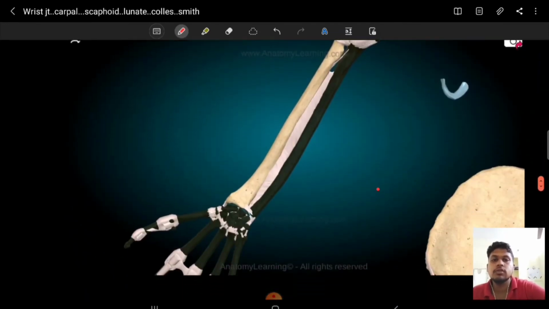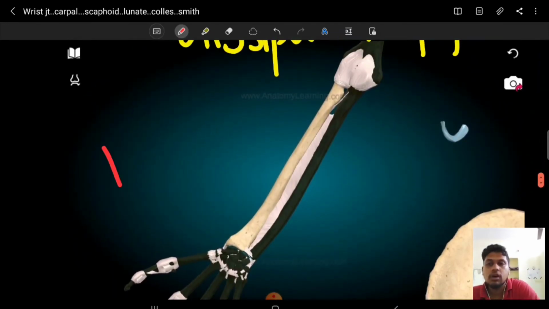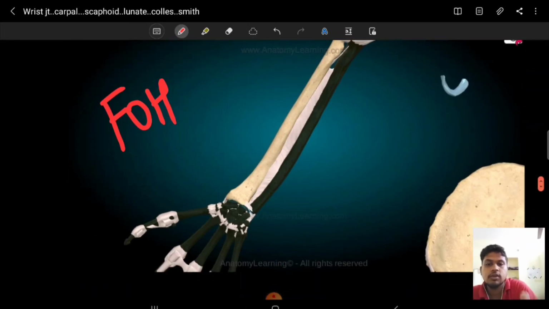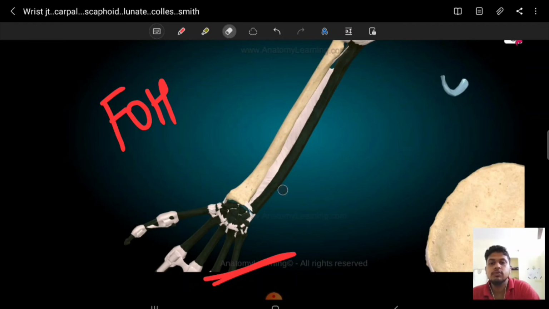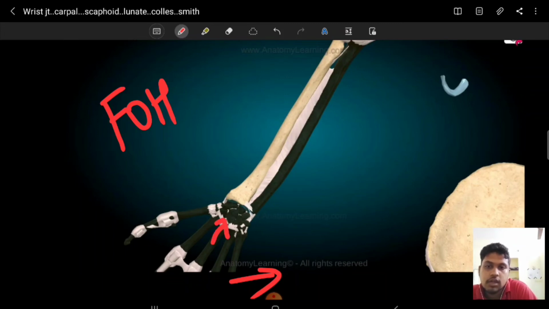And dissipation of force. When you fall on an outstretched hand, the force from the floor, for example, you have fallen on this floor, is transmitted from the hand to the forearm, then to the arm, then to the shoulder. So what is the direction of dissipation of force? From the floor, the force directly enters the carpal bones. From the carpal bones, it enters the radius.